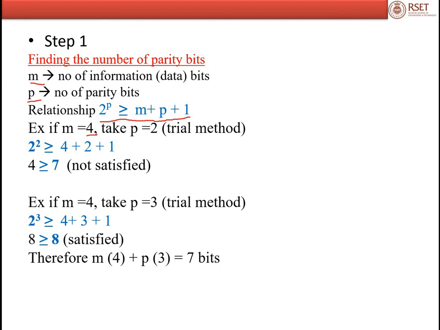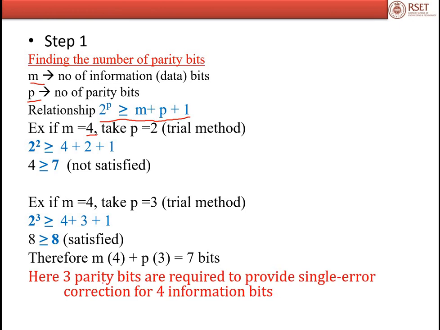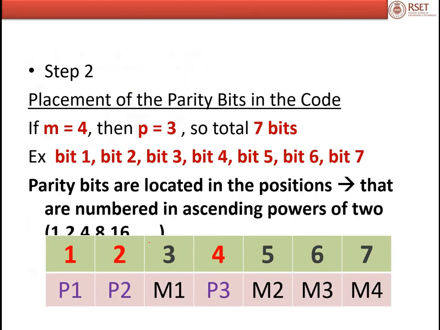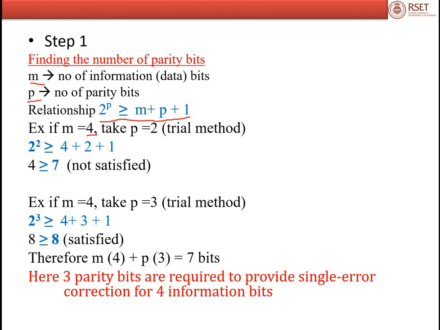So here, adding the number of information bits 4 and the number of parity bits 3, you will get 7 bits. So along with the information bits, 3 parity bits are added. So here 3 parity bits are required to provide single error correction for 4 information bits. So the number of parity bits is found.